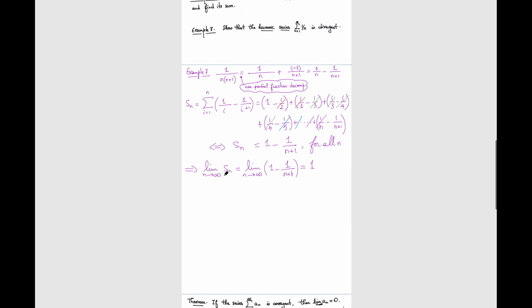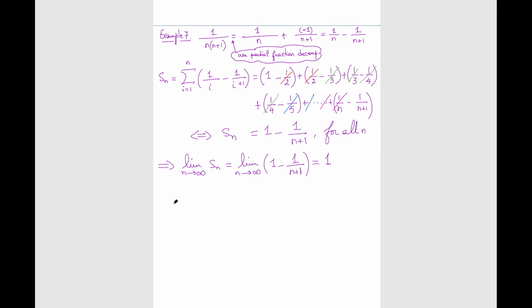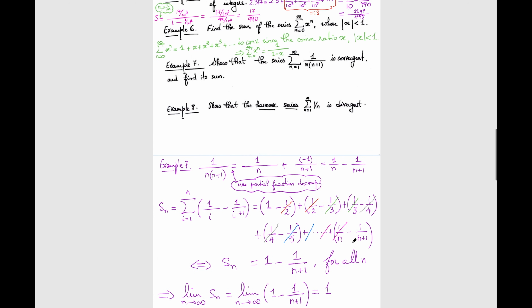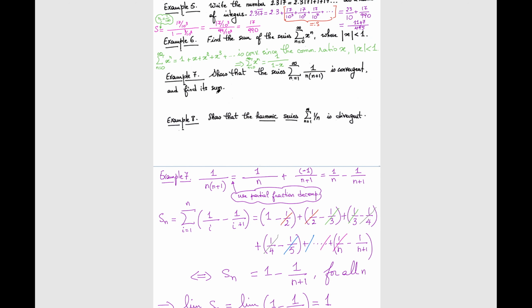So we got that the sequence of partial sums is convergent to 1, and hence, therefore, the series that we had, the sum of 1 divided by n times n plus 1, where n starts at 1, is convergent and its sum is 1. Right? So this whole thing, if you add them up, you actually get this one. Very good. All right, so we've finished example 8.